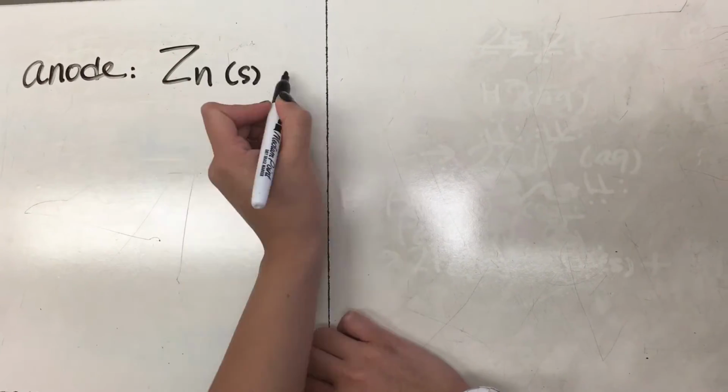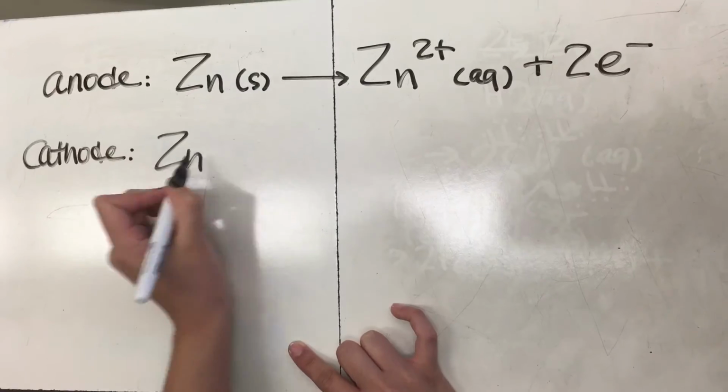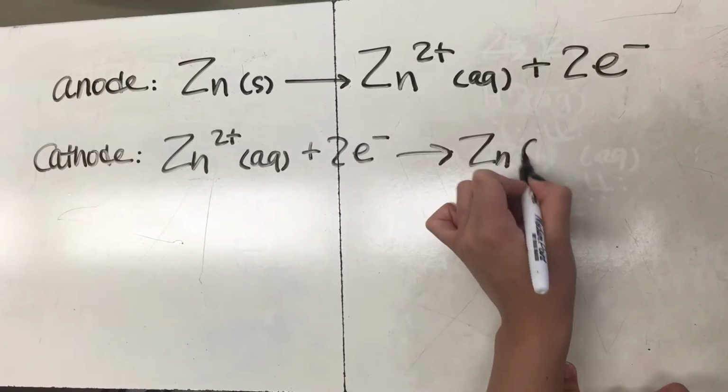At the zinc anode, zinc metal dissolved to form zinc ions. The zinc ions then gain 2 electrons at the iron cathode and deposit themselves onto the iron nail.